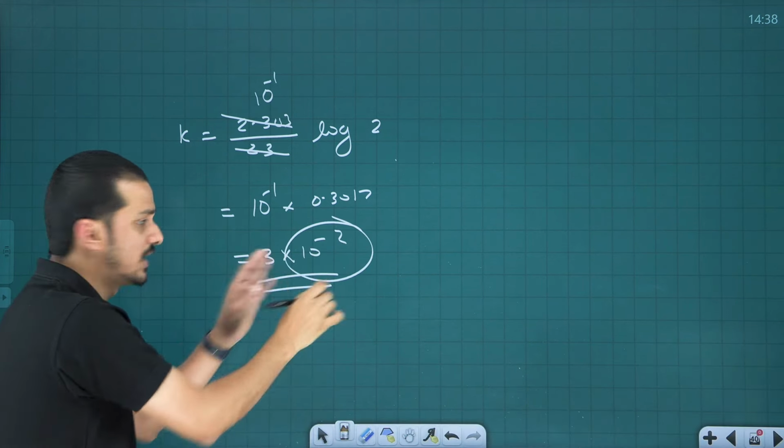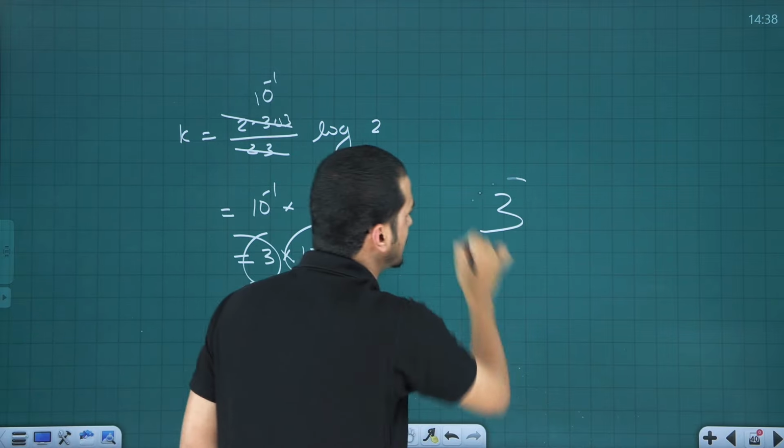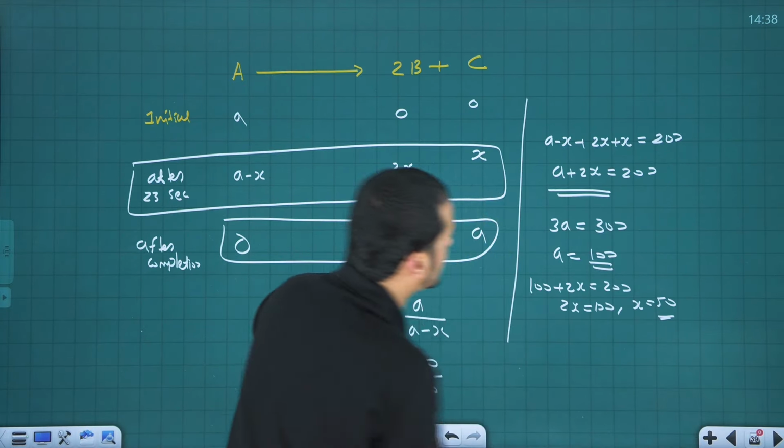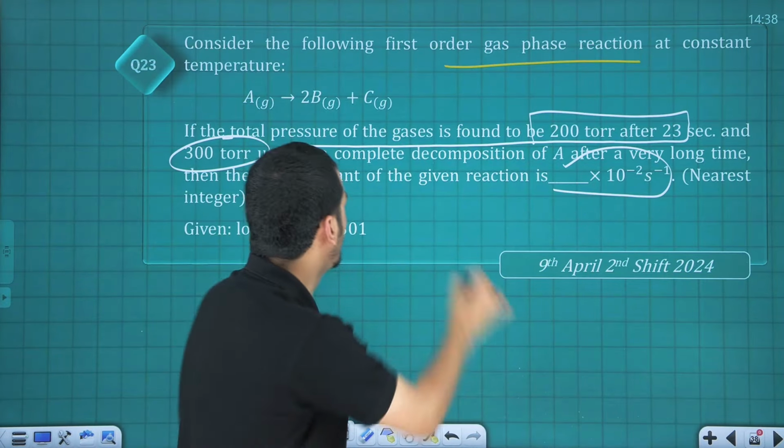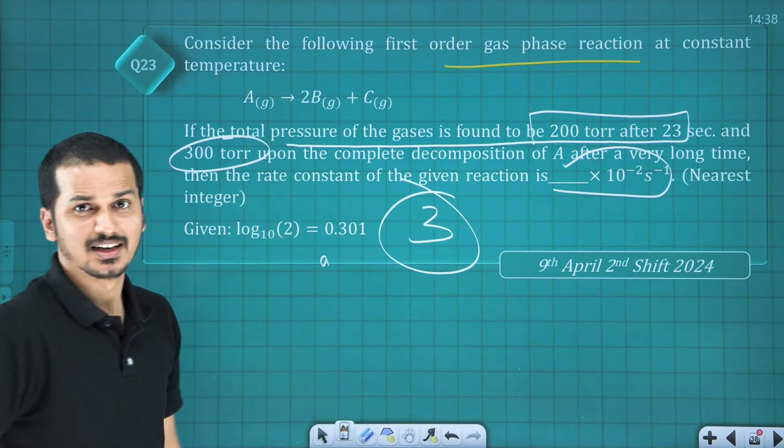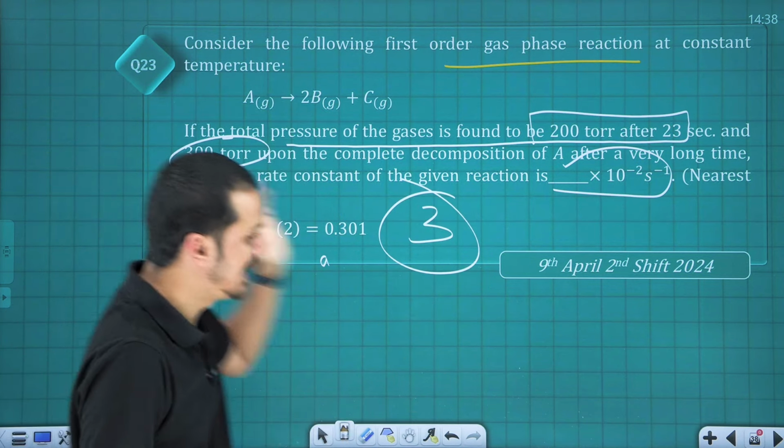This minus 10 raised to minus 2 they have given. So our integer answer is what? 3 is our integer answer because they have given it in terms of 10 raised to minus 2. So our answer is 3. Clear, dears? Okay. Next question.